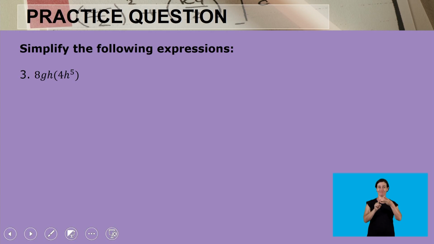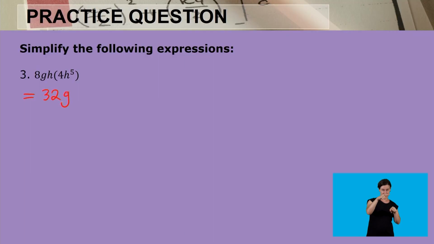Now let's simplify the following expressions there. We have 8gh multiplied by 4h5. Now remember, when we are multiplying a monomial with a monomial, we are just going to multiply the integers. That is 8 multiplied by 4, and 8 multiplied by 4 is 32. Then we are going to multiply the variables together. Keep in mind those exponential laws. Now remember, if the base is the same, then we are going to add the exponents. This is when the powers have the same base.